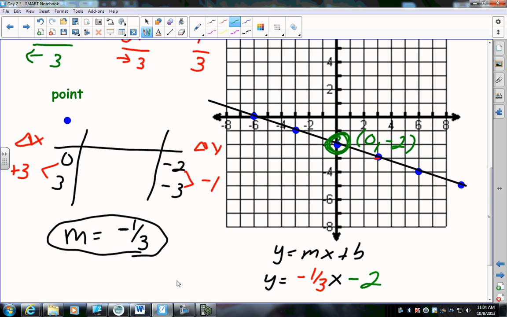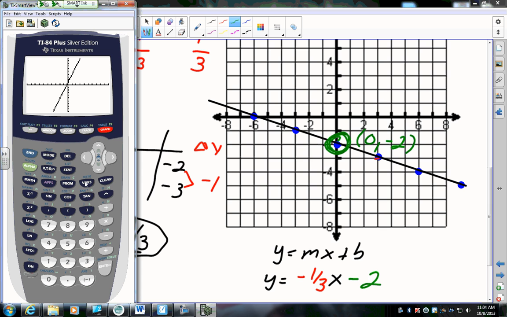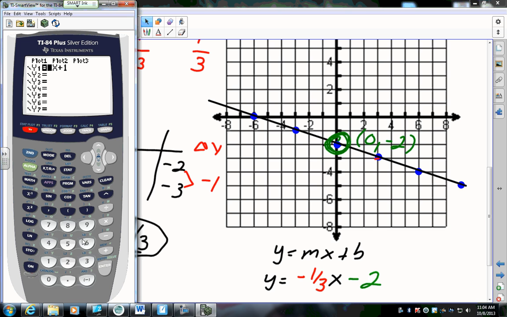Now, go in the calculator again. Every time, go to y equals. All right. Put in there negative 1 divide 3 x minus 2, and press graph. It should cross at 0, negative 2.